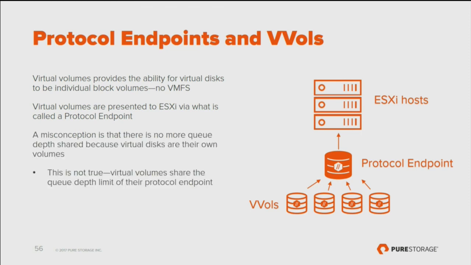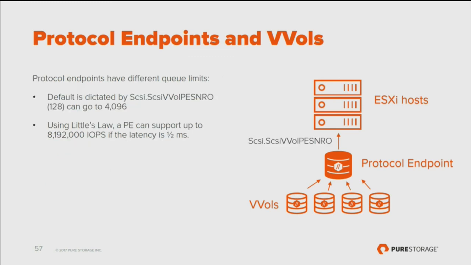So is that going to be a performance limitation? Since there's no more VMFS, do you get rid of queue depth limits? No. There is still a protocol endpoint queue depth limit. It is still controlled. There's still a certain amount of outstanding IOs a single ESX host can send to a protocol endpoint, possibly limiting the performance that host can push to its underlying vVols, which could possibly be in the thousands. You can have 16,383 vVols per PE. So that sounds like it could possibly be a bottleneck.